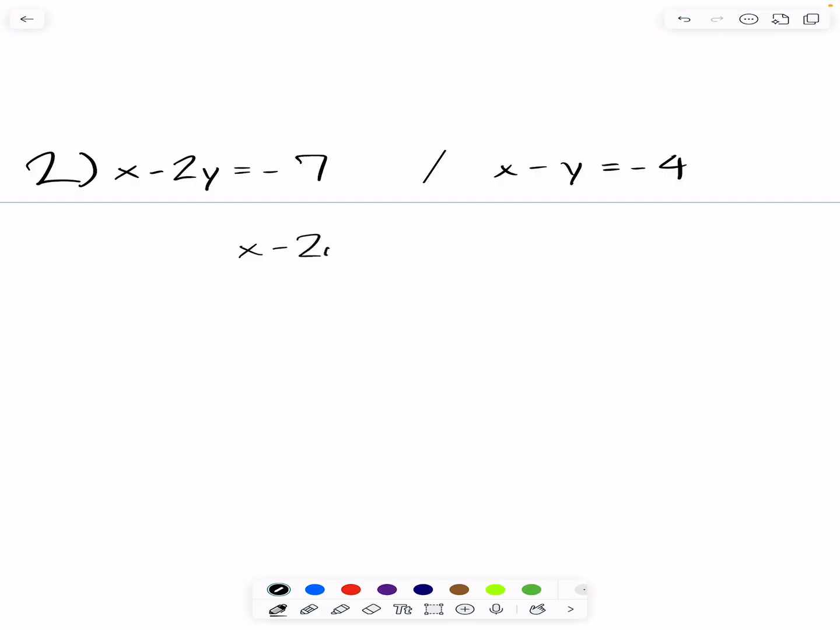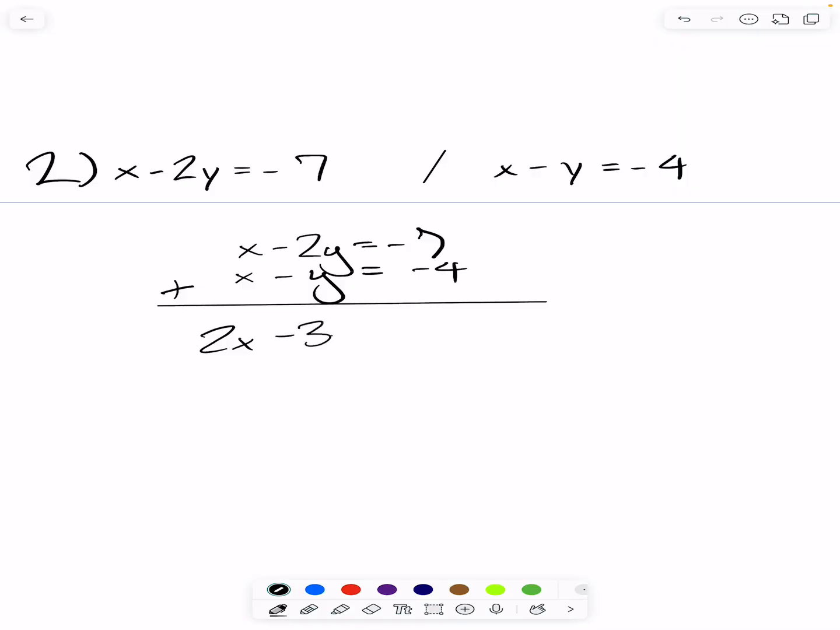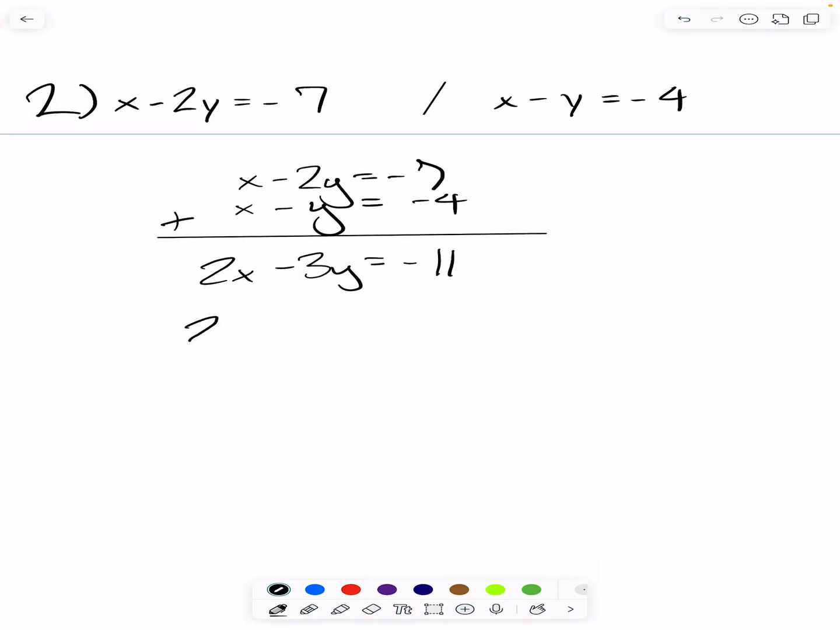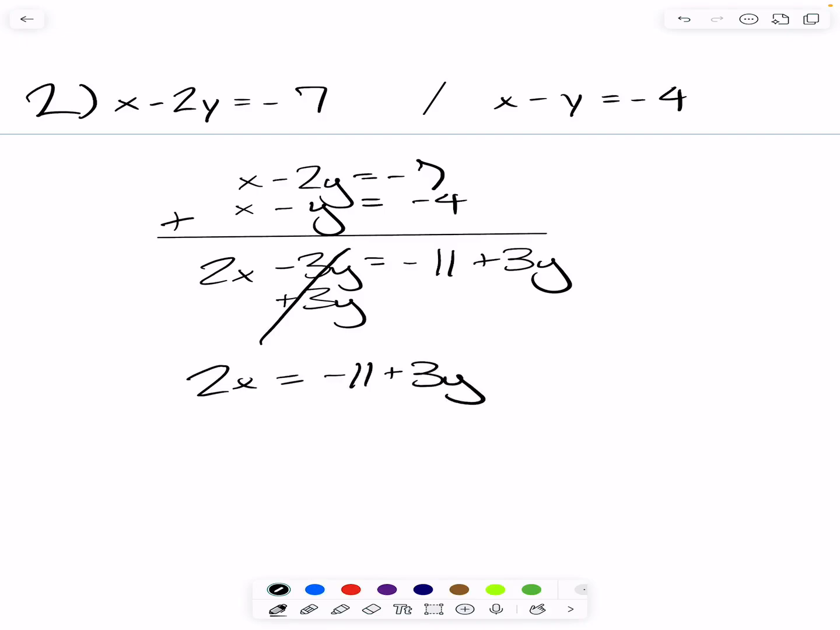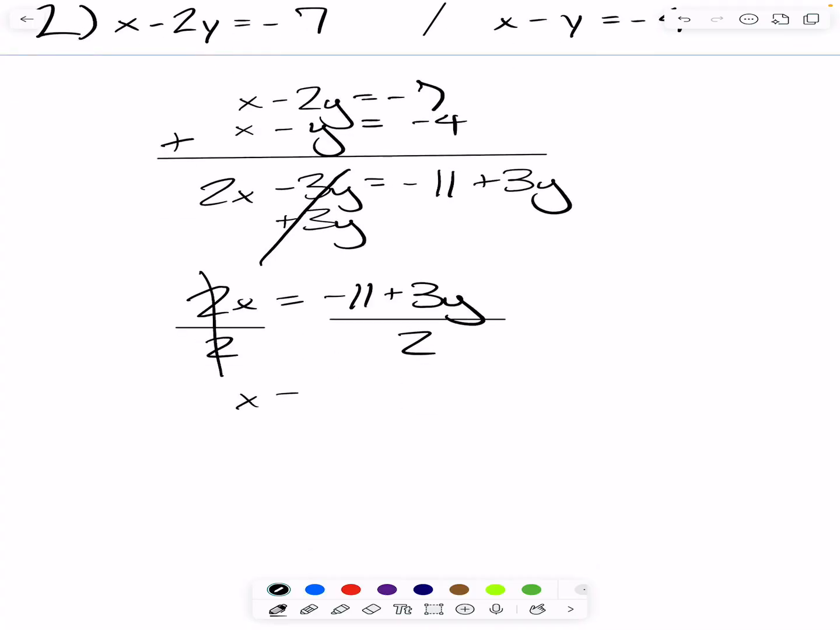Let's take a look at another problem. We have x minus 2y equals negative 7, and we have x minus y equals negative 4. Again, let's add these together. x plus x is 2x, negative 2y minus y is negative 3y, negative 7 minus 4 is negative 11. Let's solve for x. Right here we would add our 3y, add our 3y. These would cancel. 2x is equal to negative 11 plus 3y. Divide by 2. These would cancel, so now it's x equal to negative 11 plus 3y over 2.